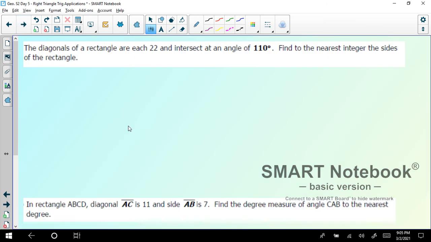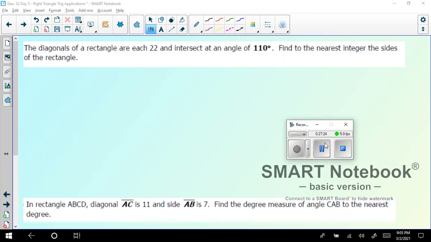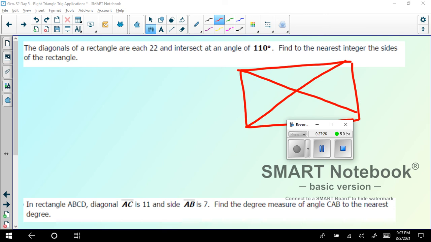The diagonals of a rectangle are each 22 and intersect at an angle of 110 degrees. Find, to the nearest integer, the sides of the rectangle. I'll give you another 30 seconds, so just try this. Okay, let's try this particular problem.